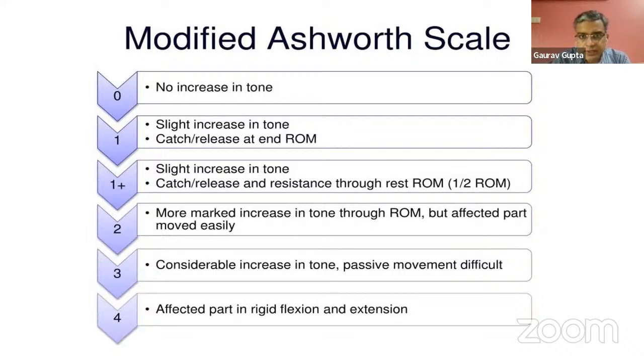In modified Ashworth scale, if there is no increase in tone, it's a normal tone, we grade 0. If there is slight increase in tone at the end of the range, we grade it 1. If there is increase in tone in half of the range, then we grade it 1 plus. If it's more marked increase in tone, more than half the range, grade 2. If the tone is increased throughout the range and it's very difficult to range the joint, then it is 3. And if you are not able to do the complete range, then it is 4. 4 is more like a contracture.